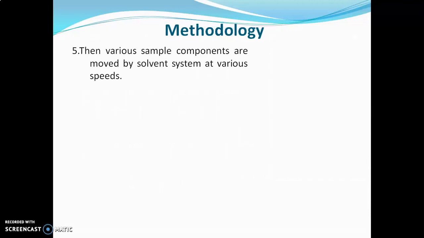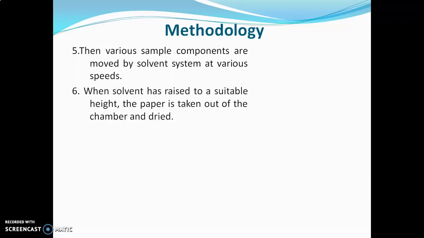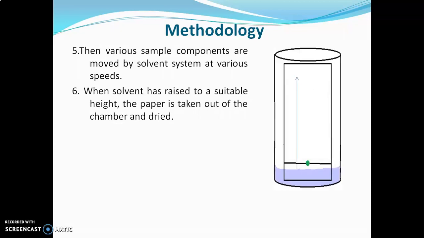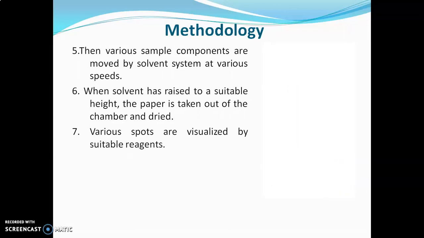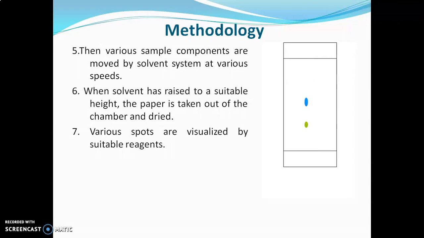The various sample components are moved by the solvent system at various speeds. When the solvent has risen to a suitable height, the paper is taken out of the chamber and dried. Solvent is rising in the paper. The various spots are visualized by a suitable reagent.